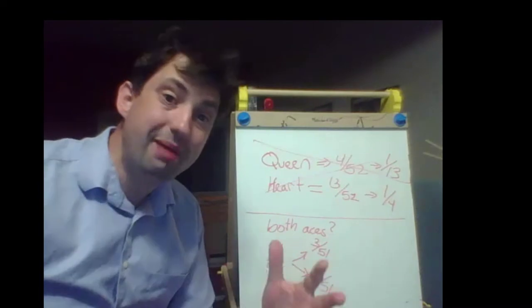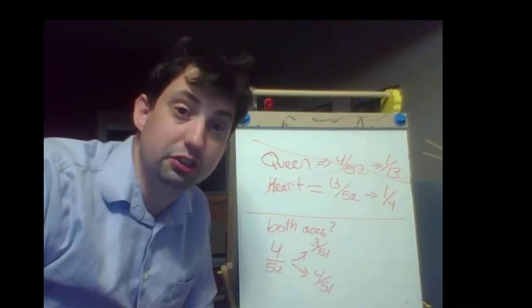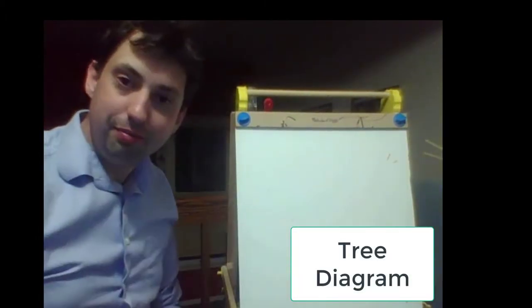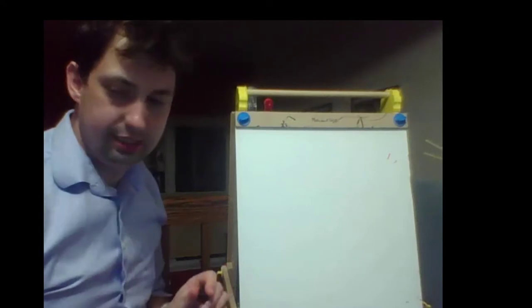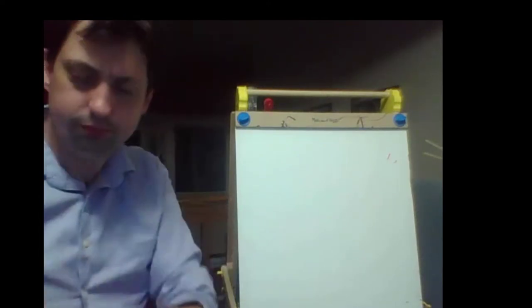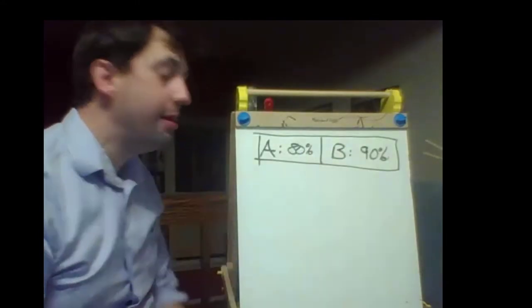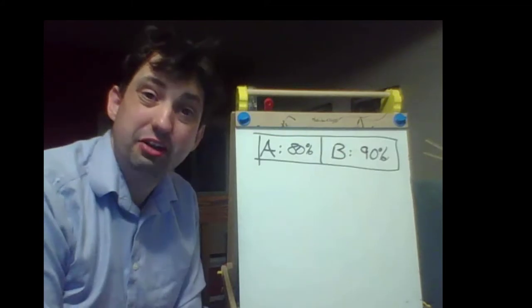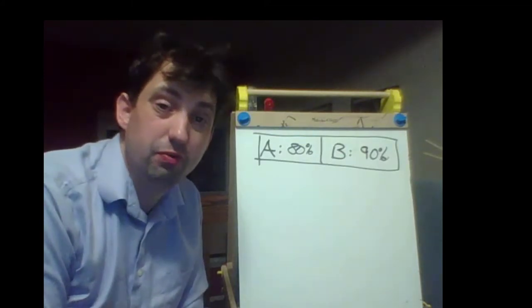We can help map out all these probabilities and all these possibilities with a tree diagram. Now, we're not going to do a deck of cards. That's a bit too much. But we're going to do a simple example. Let's imagine you're getting 2 packages delivered. Package A has an 80% chance of arriving on time. Package B has a 90% chance of arriving on time.